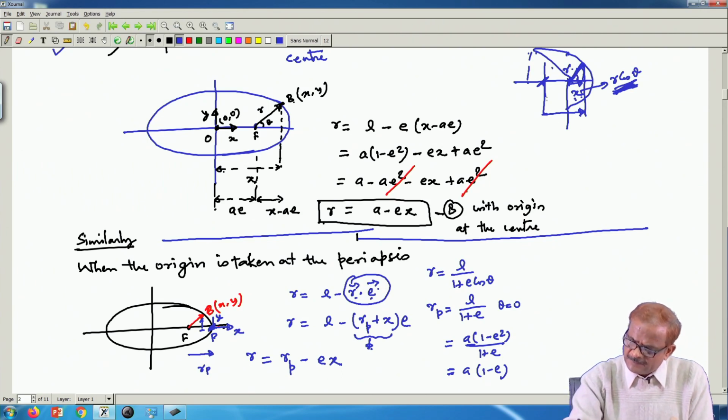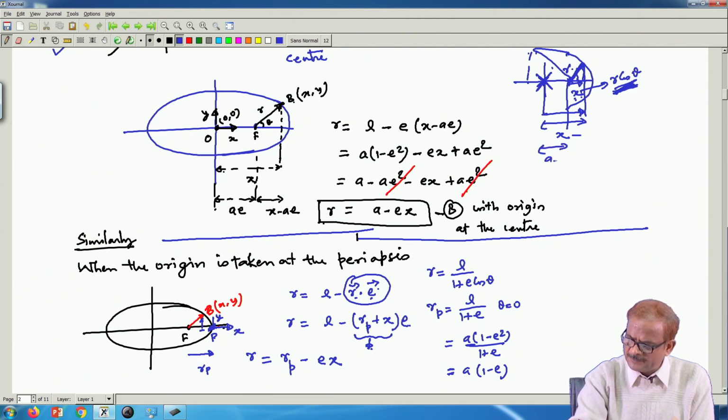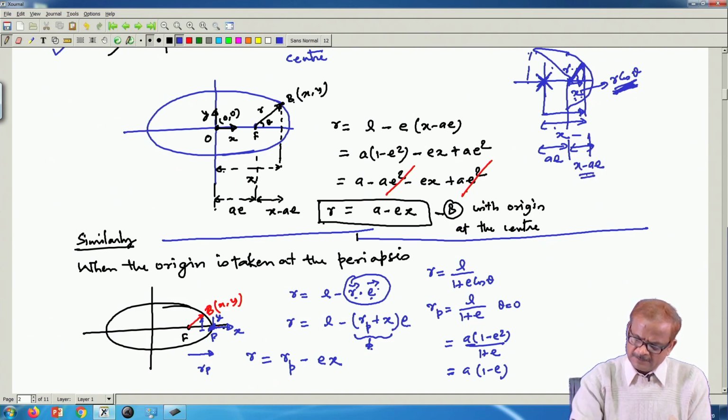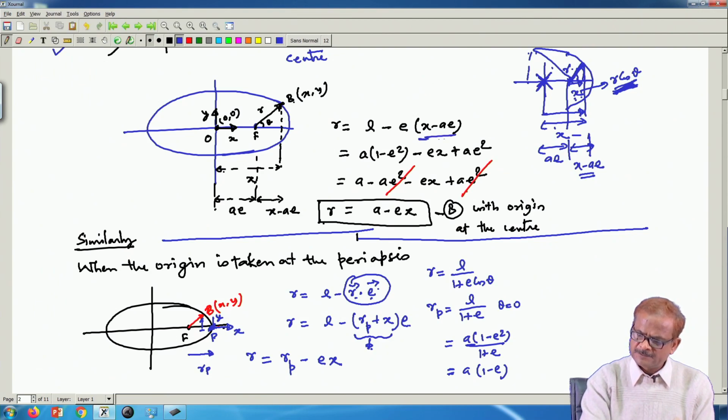So, in that case what we have done, because we are measuring distances from this point and this is your distance x, we have subtracted from this x this particular distance, which we have written as A e. So, this part from here to here is x minus A e, and this is what entered here in this place.